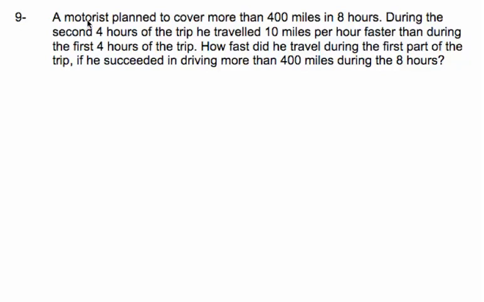Question 9. A motorist planned to cover more than 400 miles in 8 hours. During the second 4 hours of the trip, he traveled 10 miles per hour faster than during the first 4 hours of the trip. How fast did he travel during the first part of the trip if he succeeded in driving more than 400 miles during the 8 hours?